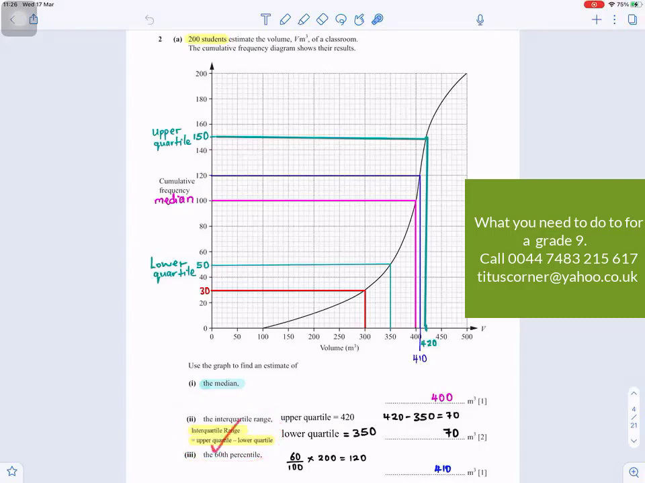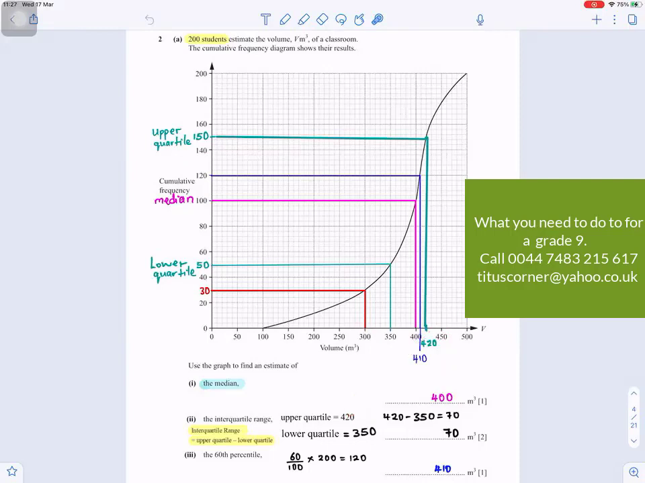Interquartile range is equal to the upper quartile minus the lower quartile. To get the upper quartile, from the median to the top, we divide it into 2, so it'll be 150 in the middle. You come down, and you get the upper quartile to be 420. Upper quartile is 420.